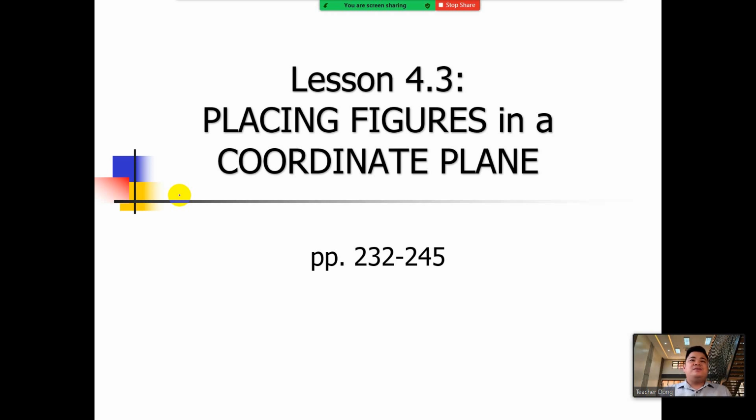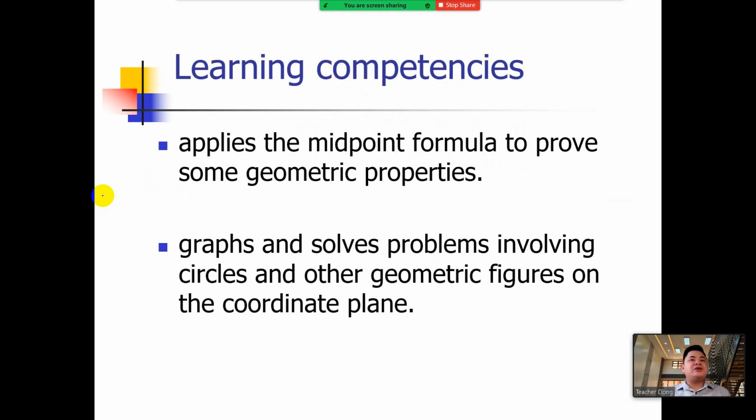Okay, thank you. Now, we're going to talk about lesson 4.3, placing figures in a coordinate plane. For the reference of my students, you can check it on pages 232 to 245 of your books. What are the learning competencies involved? First, we will be applying the midpoint formula to prove some geometric properties. And then we will graph and solve problems involving circles and other geometric figures on the coordinate plane.